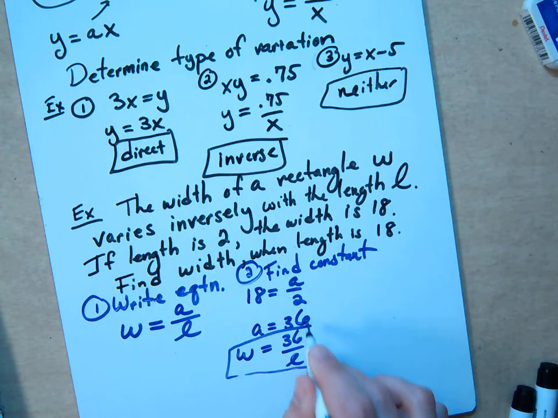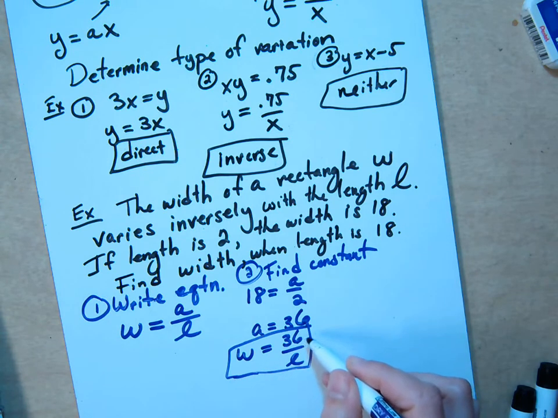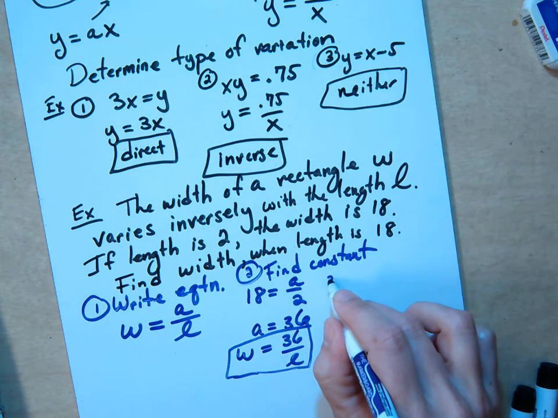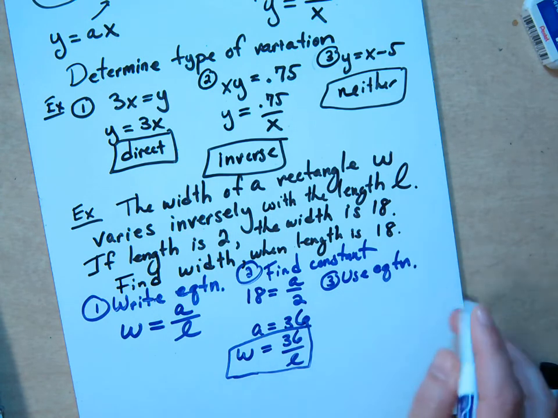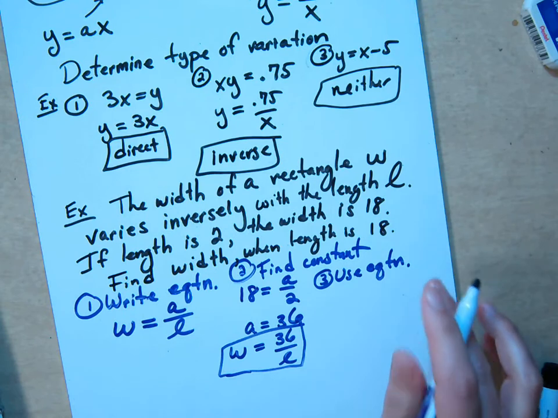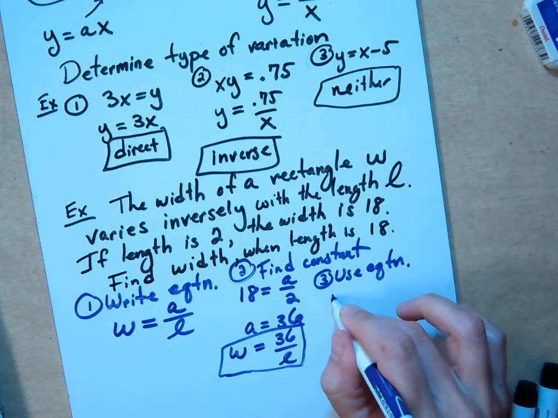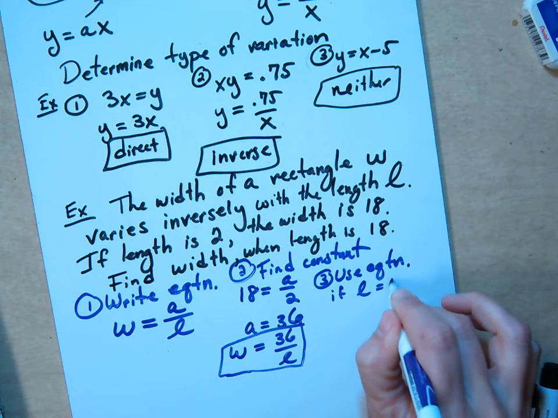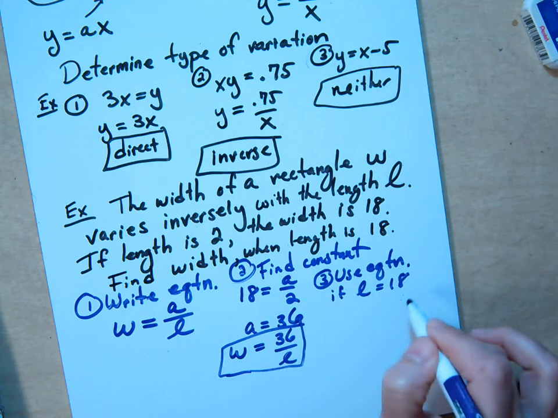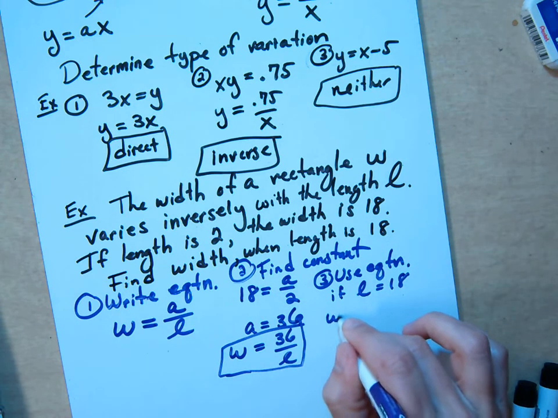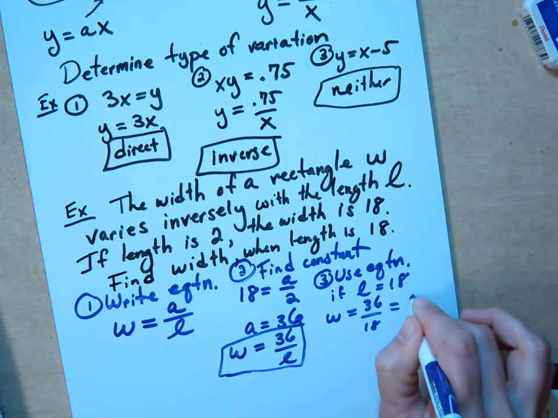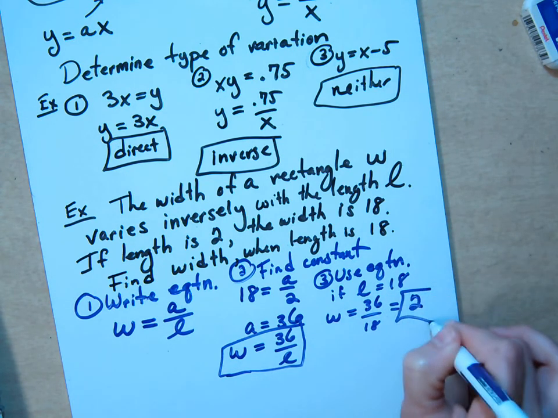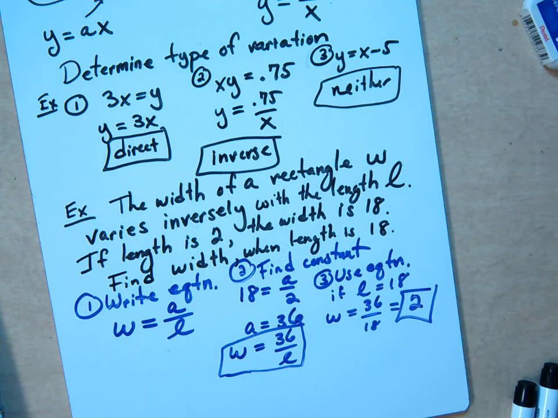So there's our new equation with the constant solved for, and then finally step 3 is to use your equation to get whatever information you want. And you'll see some interesting examples in the book. So if L equals 18, that's what we're told, we want to find the width. So you just plug it in. Width equals 36 over 18, which equals 2. And so that is the way that you do all of these kinds of problems.